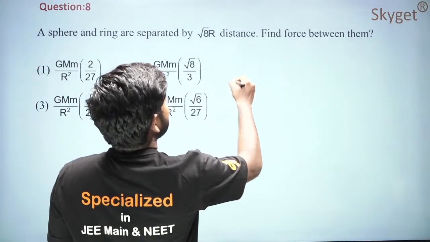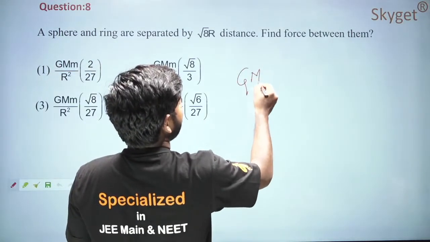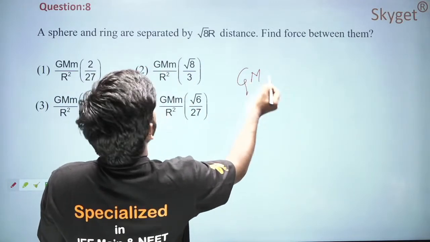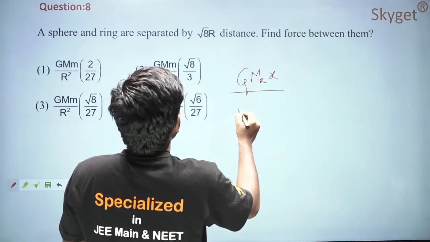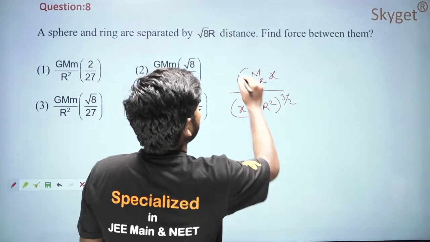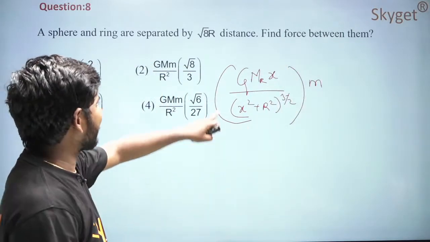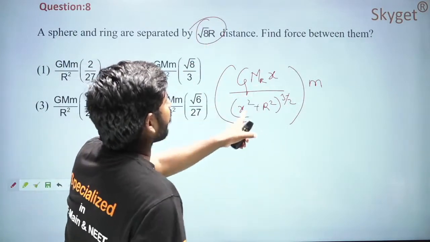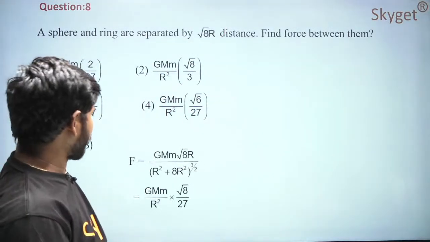So G, m, mass of the ring, into x by (x square plus r square) whole power 3 by 2, into mass of the sphere. If you multiply both of them, you will get the answer. Substitute x is equal to root 8r here, and you will be able to get the answer.